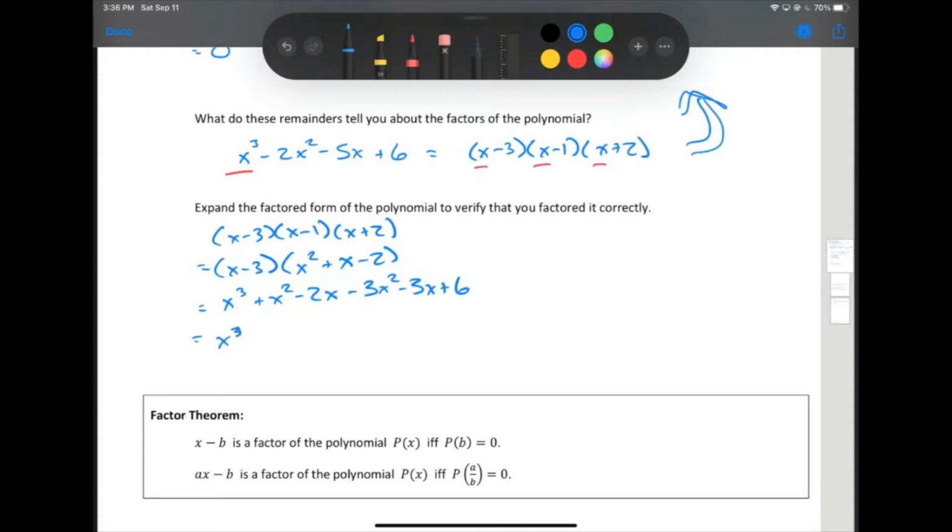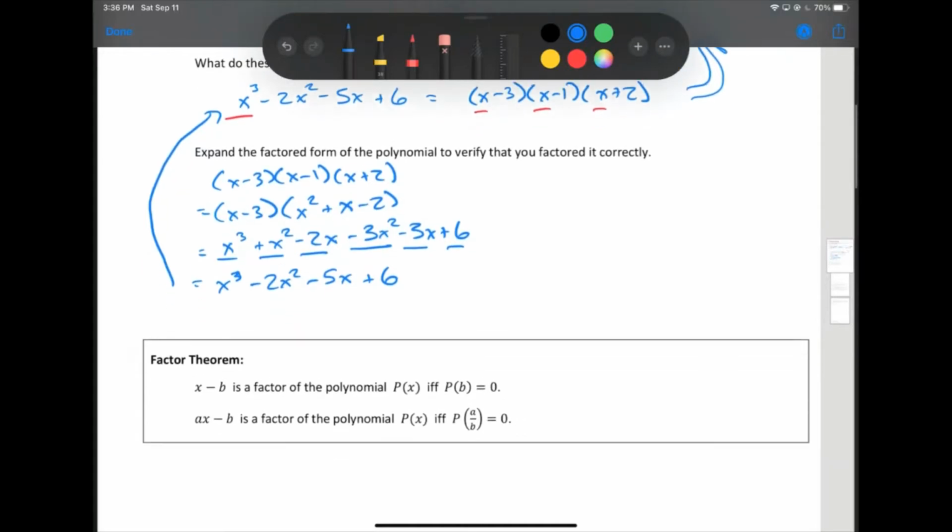It's x cubed minus 2x squared minus 5x plus 6. And sure enough, that is what we started with. So it looks like we factored that correctly. Pretty cool. And that brings us to the factor theorem for today.